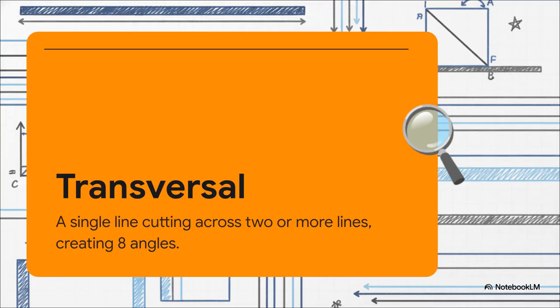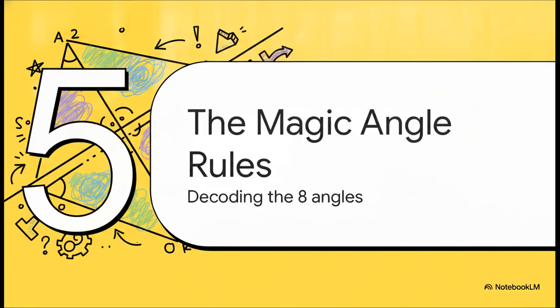The answer to that twist is the transversal. By definition, a transversal is simply a single line that cuts across 2 or more other lines. When this line crashes through our parallel lines, boom, it creates a very specific puzzle of exactly 8 distinct angles across 2 intersections. And because those 2 original lines are parallel, some truly magical, mathematically perfect rules emerge. Which leads us directly into Section 5, the magic angle rules, decoding the 8 angles of a transversal.